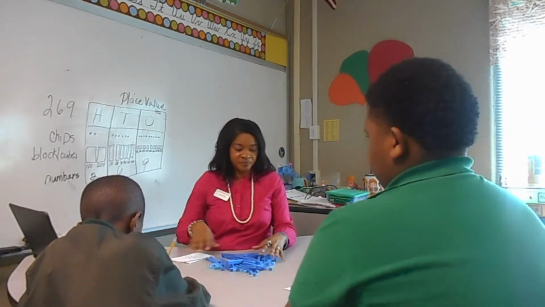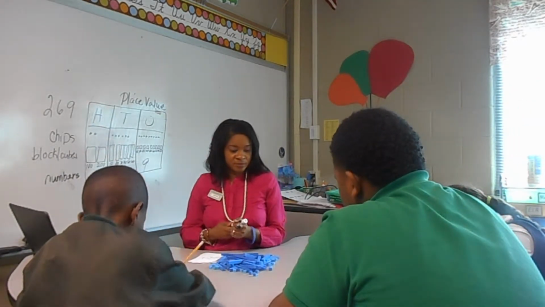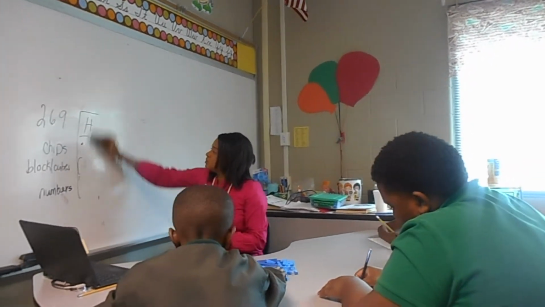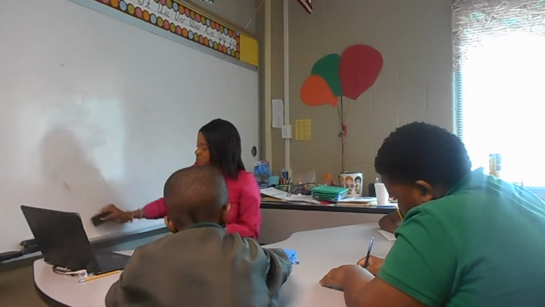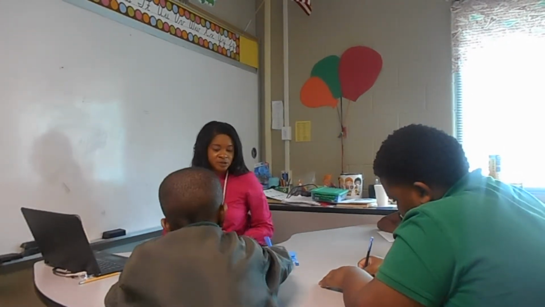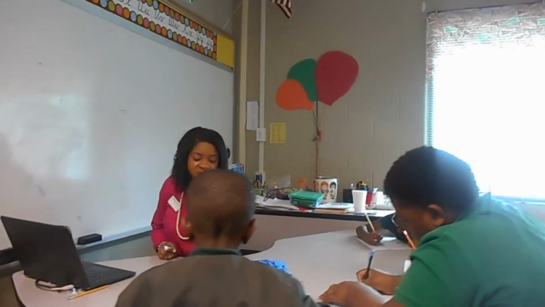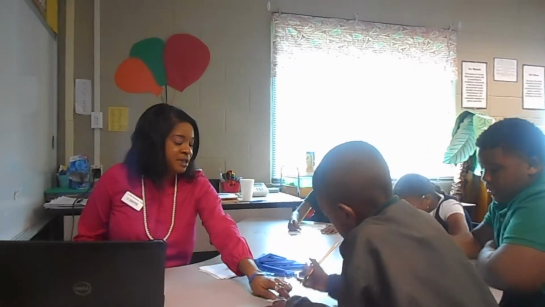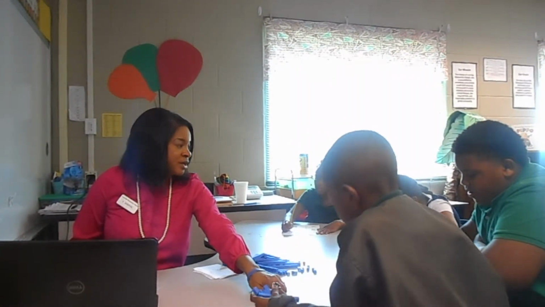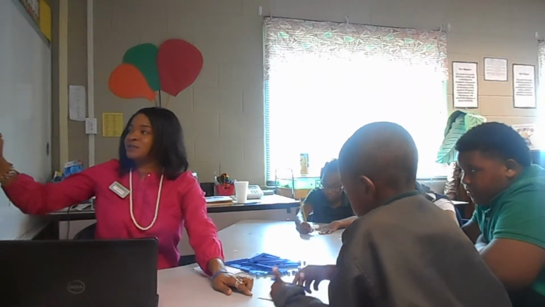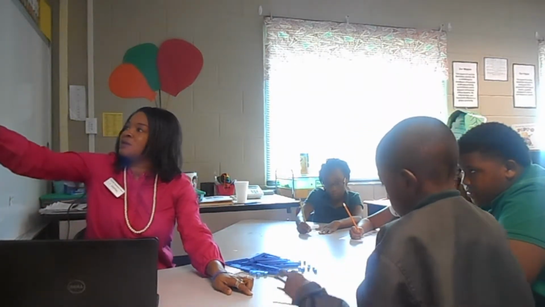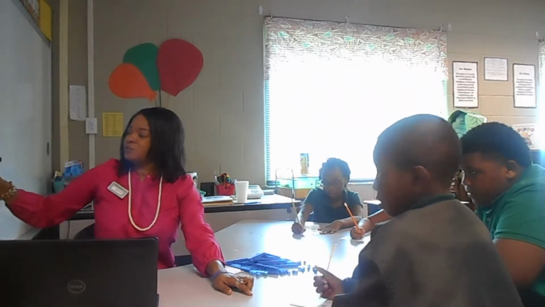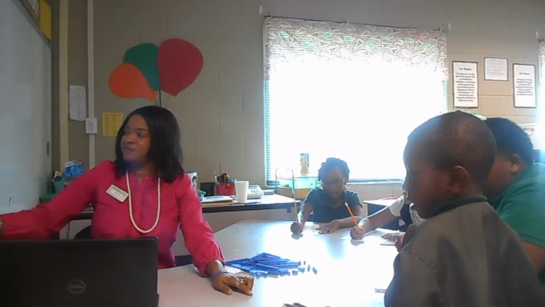So what's the first one? Let me erase the board. Okay. So we're going to count them up. We're going to do the first one together. Let's look at number 1. All right, let's count them. 10, 20, 30, 40, 50. Okay, so we have 5 ten blocks. That's 10, 20, 30, count with me, 40, and 50.